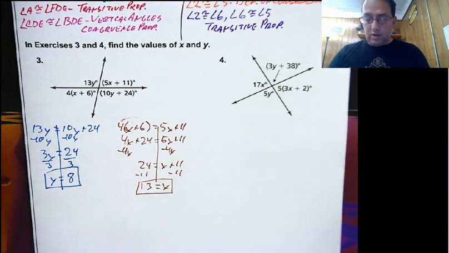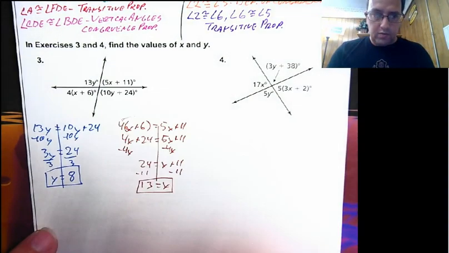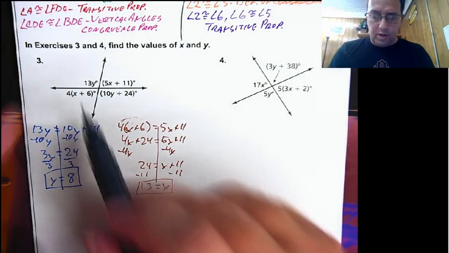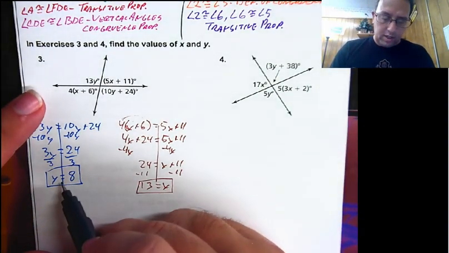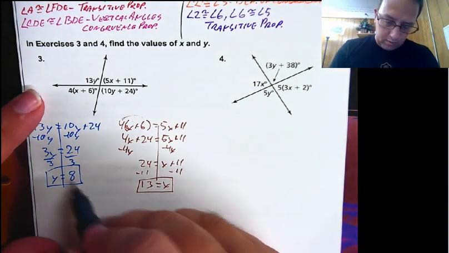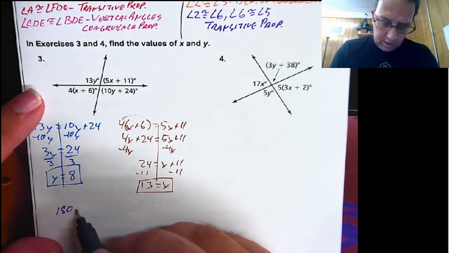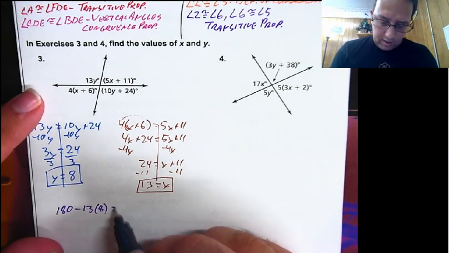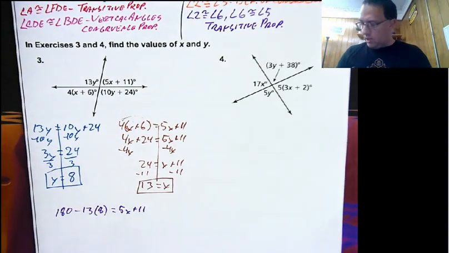Now, another way we could have done this is these form a linear pair, don't they? Yes, they do. And since they're a linear pair, that means these two add up to 180 degrees. So what we can do is take the 8 and plug it in, so we know what our y is there. So we can say 180 minus 13 times 8 equals 5x plus 11.